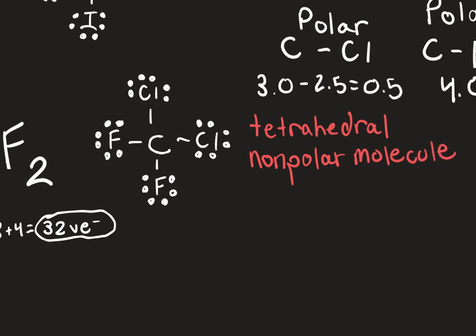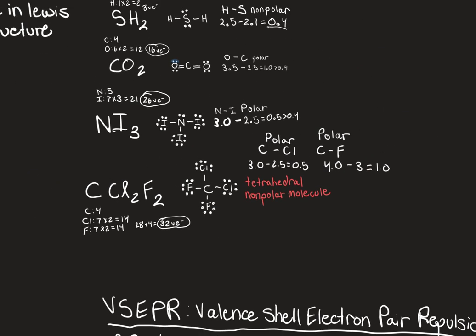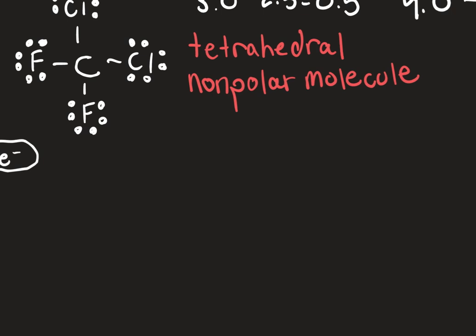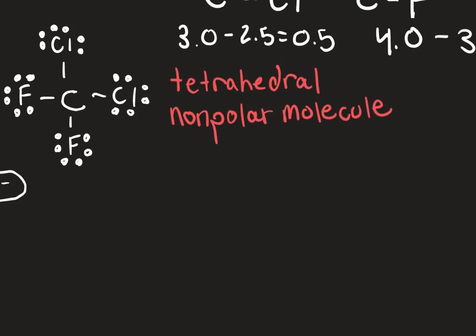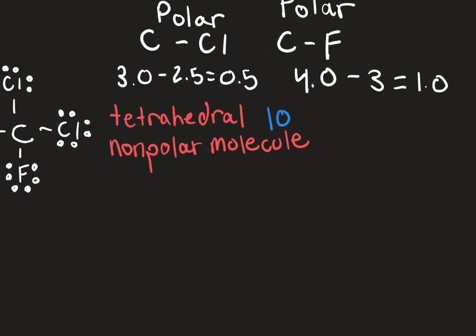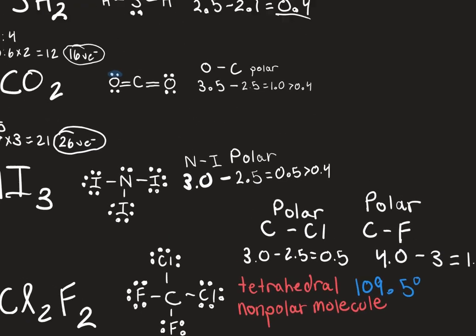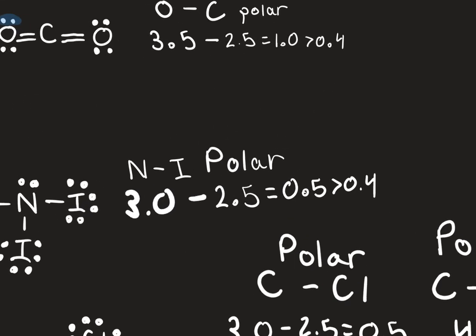Now, if you feel really comfortable with this and you want to do more practice, go through our Lewis dot examples, pause the video, but I'm going to go through the rest of them. So I'm going to identify the shape, whether it is a polar molecule, and then I'm also going to identify the bond angle. So tetrahedral has a bond angle of 109.5 degrees.